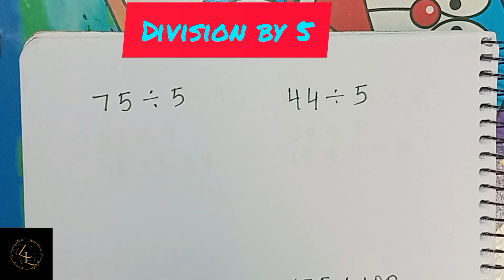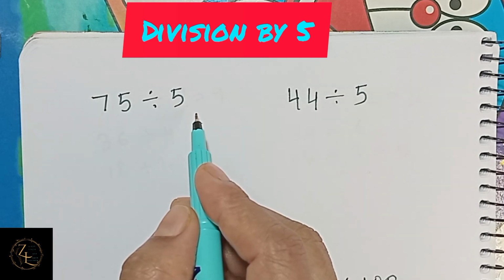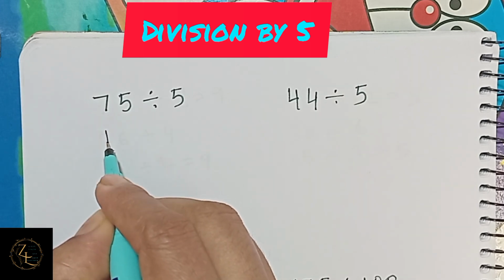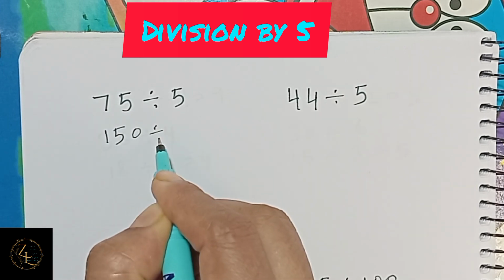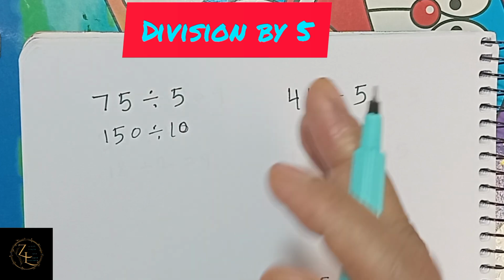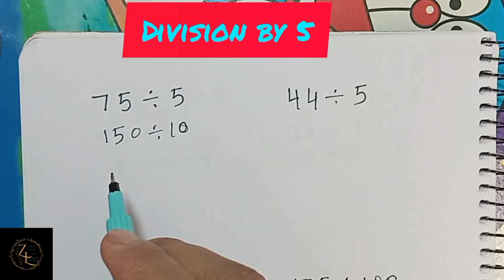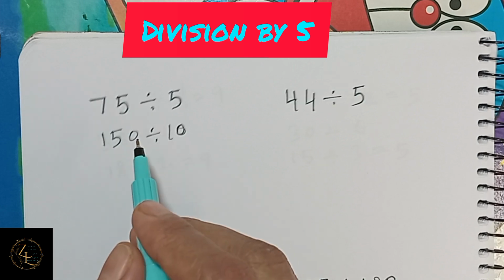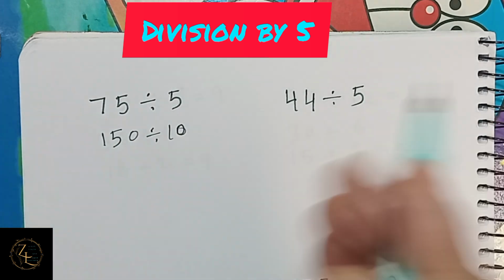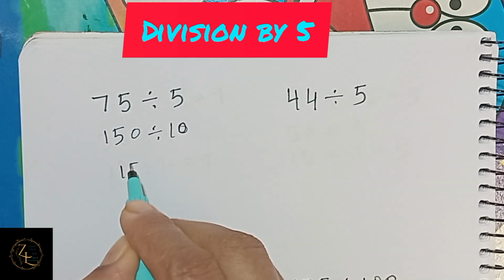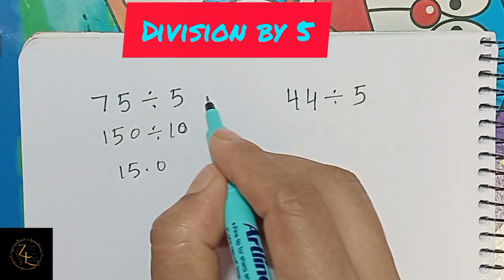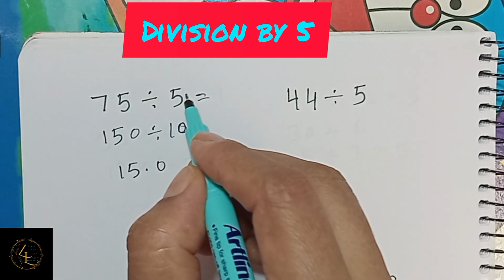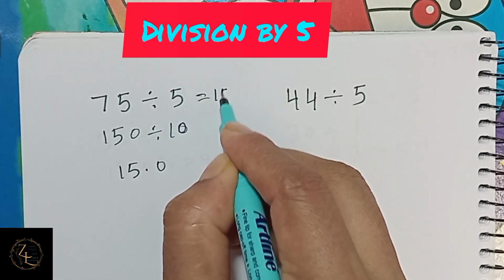When you are going to divide any number by 5, double both the numbers. 75 is divided by 5. Double 75, it will be 150. Double 5, it will be 10. Now it's easier to divide the number. Number of 0 in 10 is 1. So put the decimal point after one number from right side. It will be 15.0. 75 divided by 5 is equal to 15.